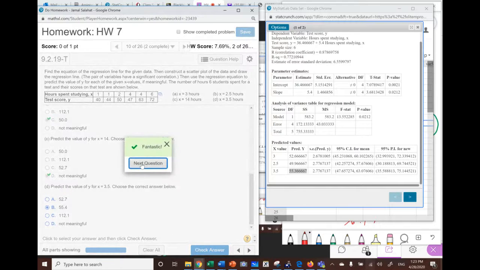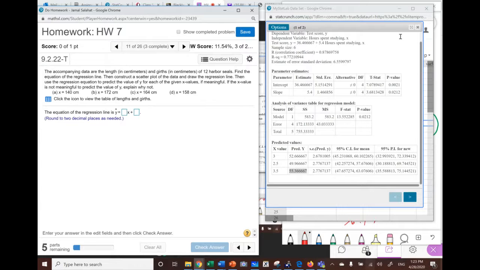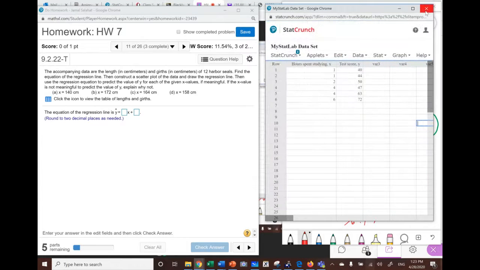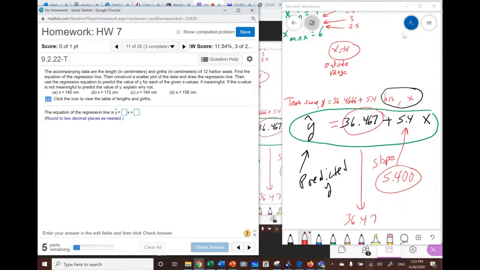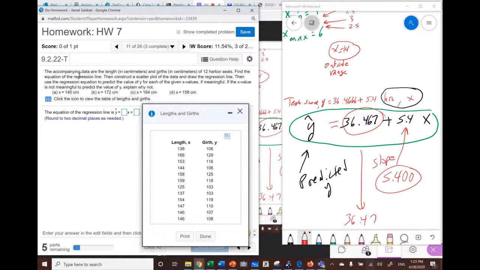So here's how we do this problem. Let's go to the one after. Same idea for the one after. They give us a table where they said this data represents the length in centimeters and girth in centimeters of 12 harbor seals. So they measured the length and measured the girth, and they give us this data. And the first thing is they tell us to come up with a prediction equation.